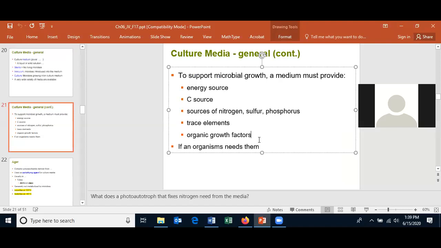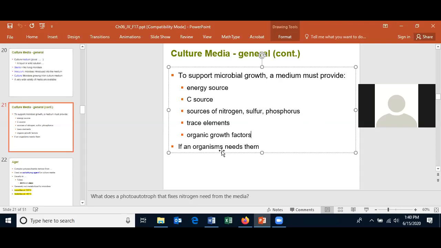Strep throat, what is that? Streptococcus pylori requires organic growth factors. And we generally supply that in a specific media, like when we're growing Streptococcus pylori, we add red blood cells, and the red blood cells supply the organic growth factors. Any question about that?